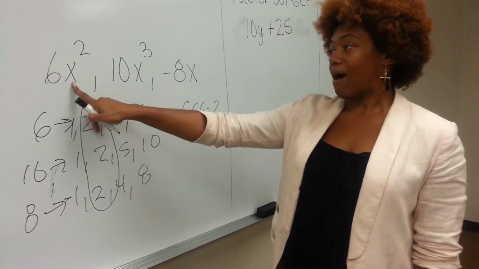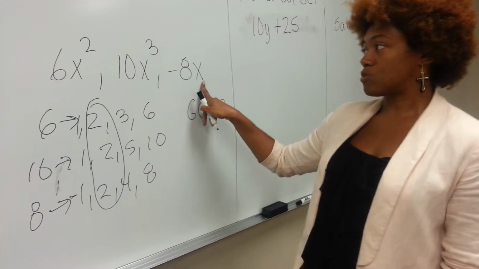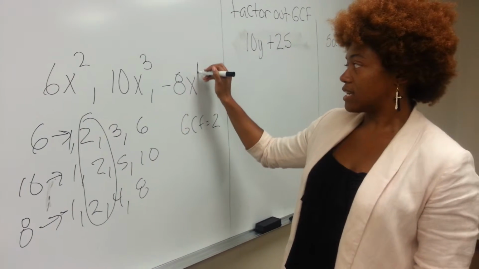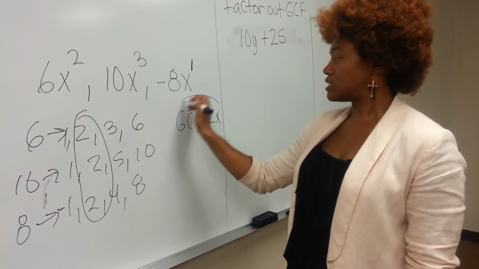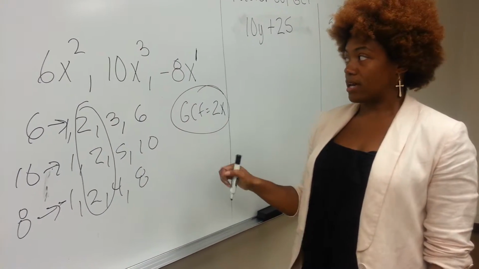And then I look at my exponents for my variables. What's the lowest amount that I have? Technically, this is x to the first power, so it would just be 1x. So my GCF would be 2x.